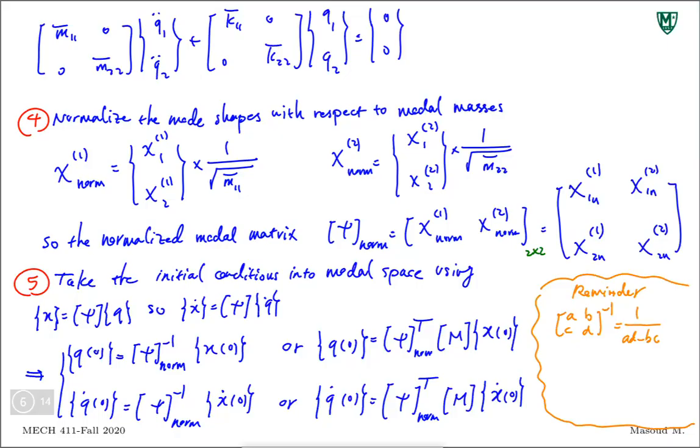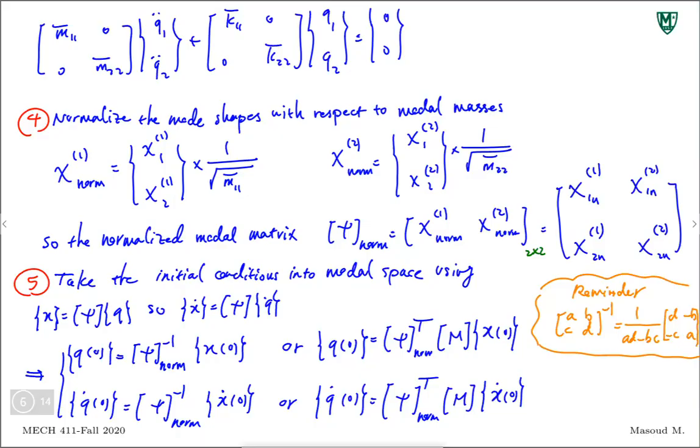Let me see what you're saying. So you're saying multiplied by A, B, C, D. Oh, D, minus B, minus C, and A. Yeah, that's correct. So 1 over the determinant, then you multiply the off-diagonals with minus and flip the diagonal elements. Just as a reminder. You can always look this up.